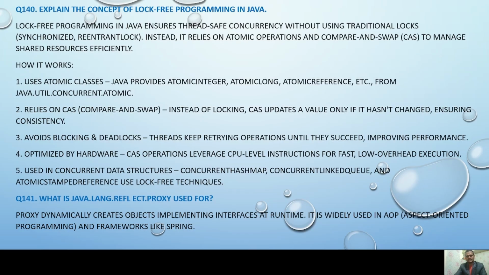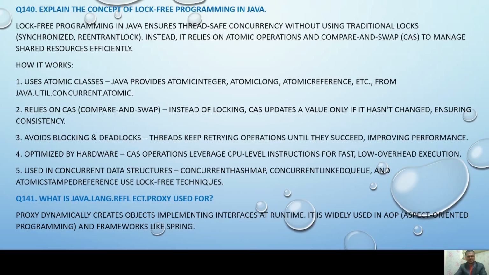AtomicReference, etc. from java.util.concurrent.atomic. Relies on CAS, compare-and-swap. Instead of locking, CAS updates a value only if it has not changed, ensuring consistency. Avoids blocking and deadlocks. Threads keep retrying operations until they succeed, improving performance. Optimized by hardware: CAS operations leverage CPU-level instructions for fast, low-overhead execution.